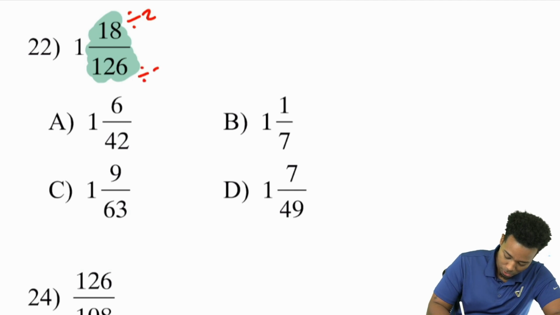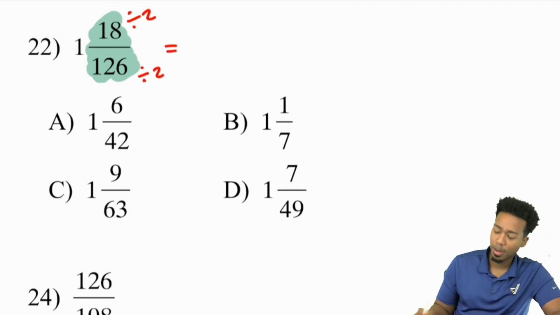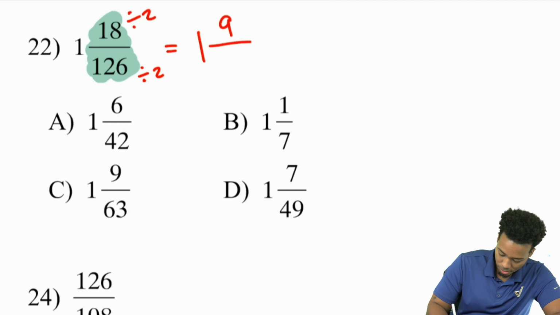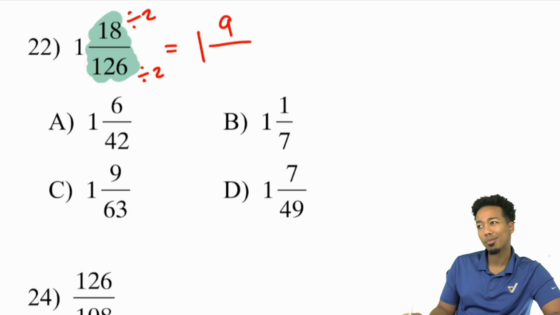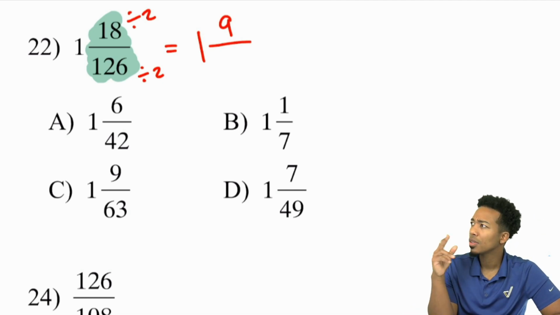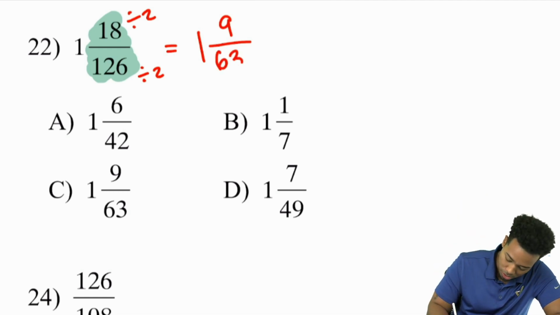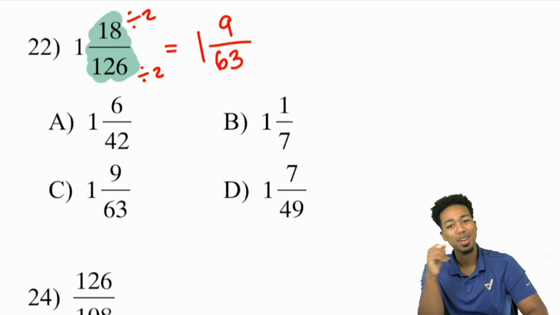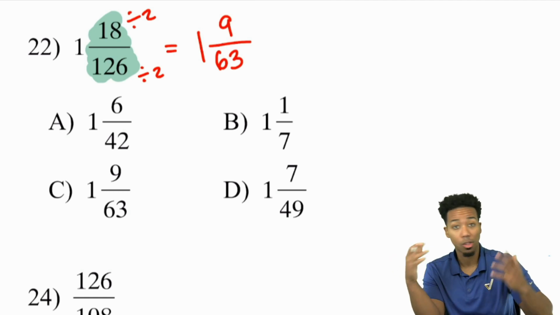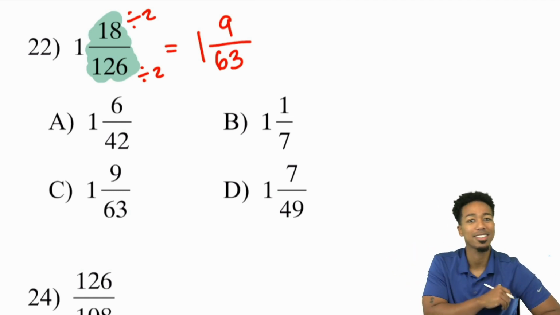So let's divide by 2 and divide by 2. 18 divided by 2 is 9. And then 126 divided by 2, well, I know that 120 divided by 2 is 60. And then the 6 divided by 2 is 3. So that will be 60 and 3 together, or 63. Mental math all day. Divide if you want to with the long division, do your thing. But mental math is king here.